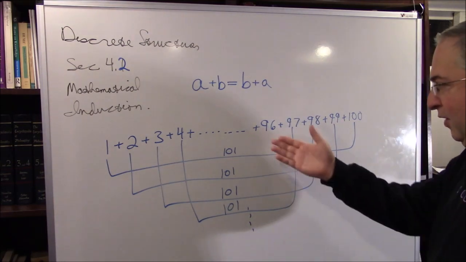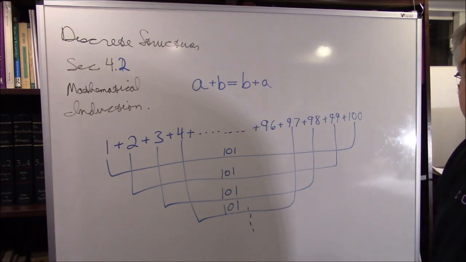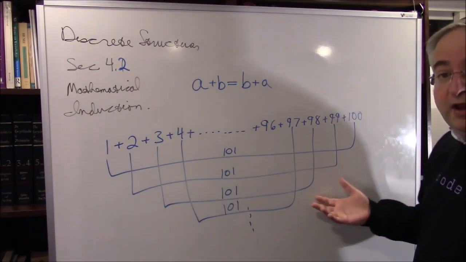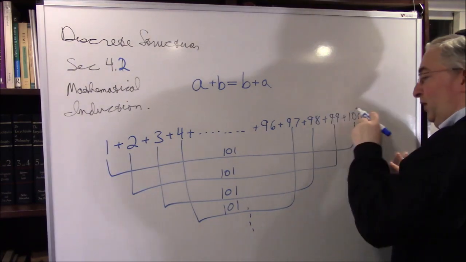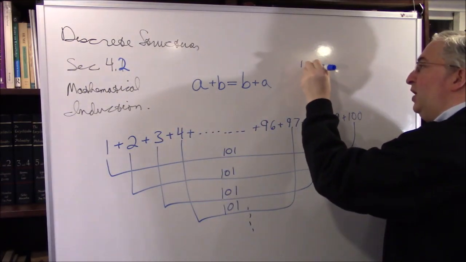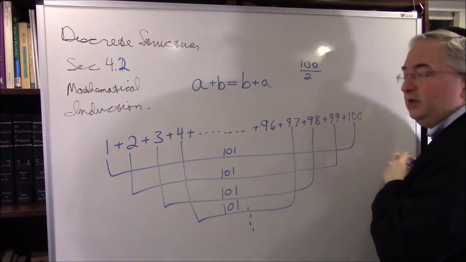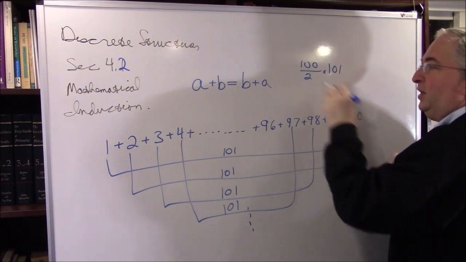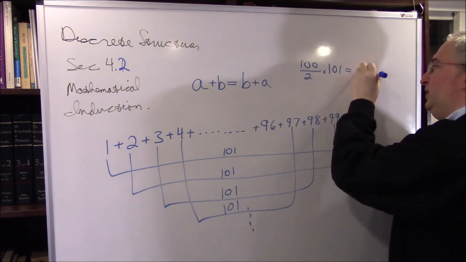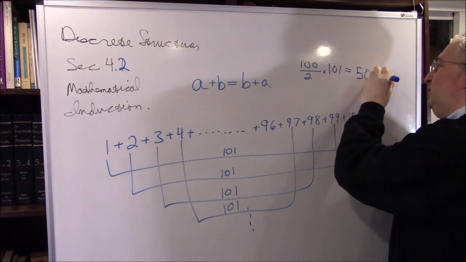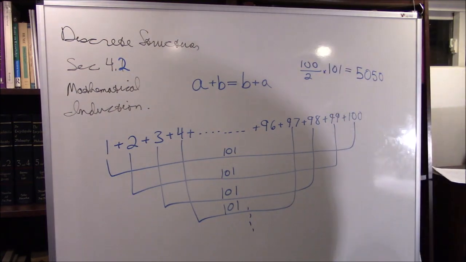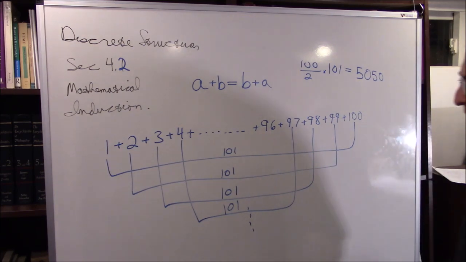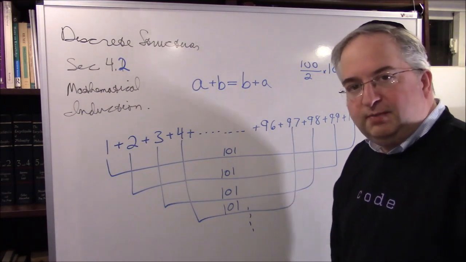Now ask yourself, each time I'm adding 100, I'm adding 101. Each pair is 101. How many pairs are there? Well, I have 100 numbers altogether, so I have 100 over 2 pairs, and each one of them adds 101. So you multiply 100 over 2, that's 50, times 101, that's 5,050. It's a very clever little trick. Rather than adding them in order, just separate them by pairs and do that.